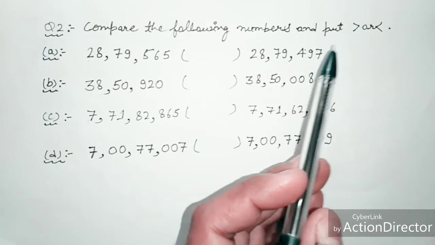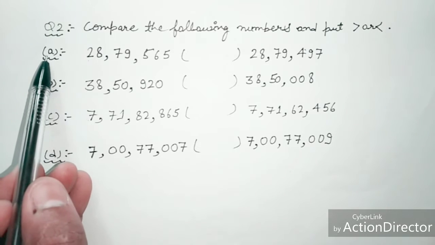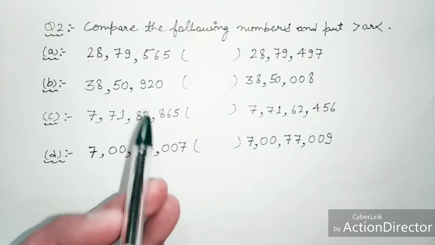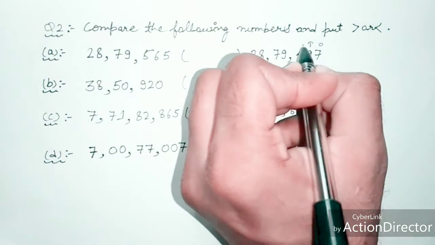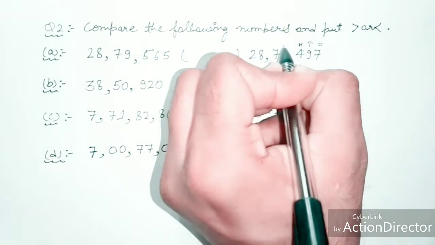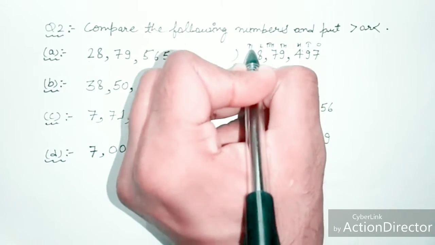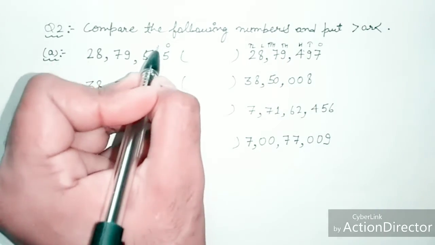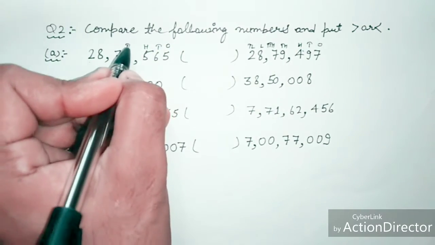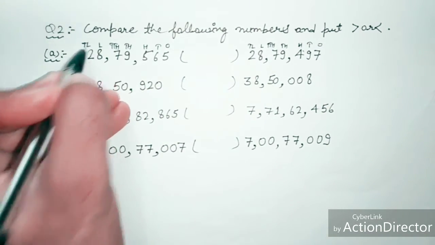Now example number 2. Compare the following numbers and put greater and smaller symbol between these numbers. So first we solve example number A. First we write place value ones, tens, hundred, thousand, 10,000, lakh and 10 lakh. Now we again write ones, tens, hundred, thousand, 10,000, lakh and 10 lakh.